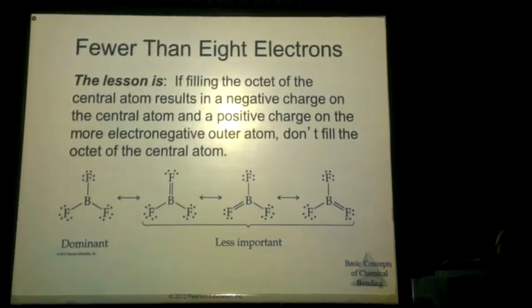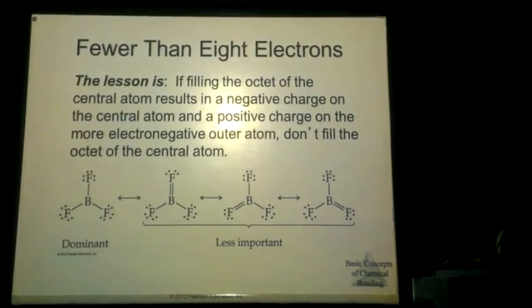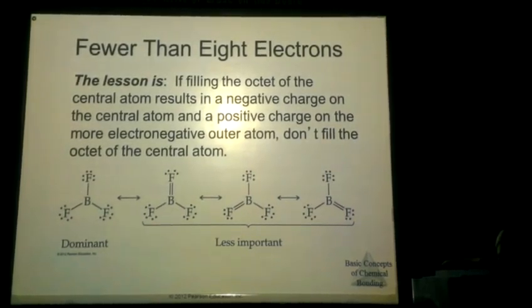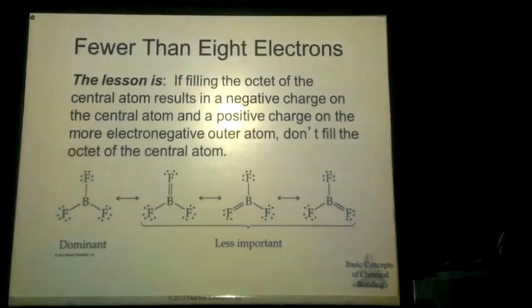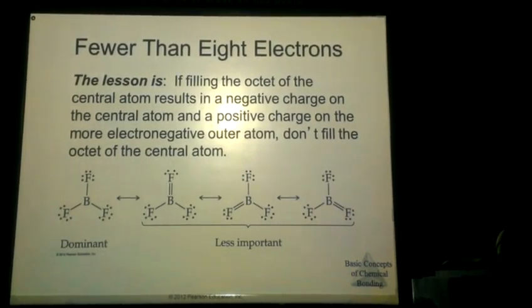So our lesson: if filling the octet of the central atom results in a negative charge on the central atom and a positive charge on the more electronegative outer atom, don't fill the octet of the central atom. Boron will do this, and the other really important one is beryllium. So beryllium and boron are going to be my key players for those.